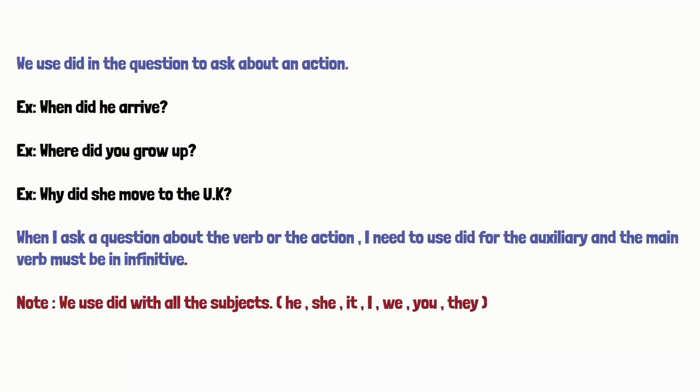On the other hand, we use did in the question to ask about an action. Examples: when did he arrive? Where did you grow up? Why did she move to the UK? So when I ask a question about the verb or the action, I need to use did for the auxiliary, and the main verb must be in infinitive. We use did with all the subjects, with he, she, it, I, we, you, or they.